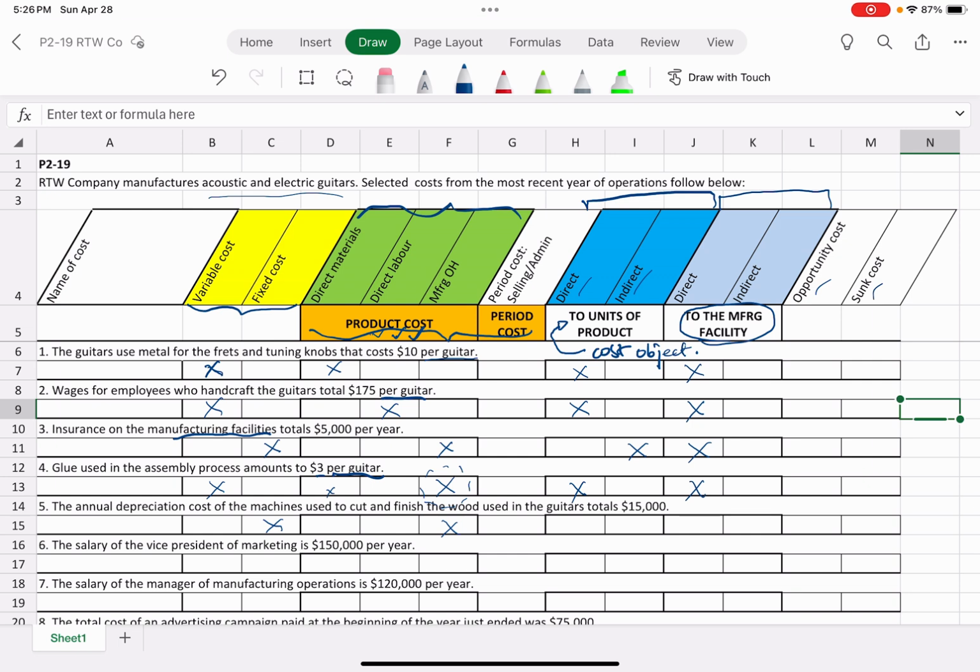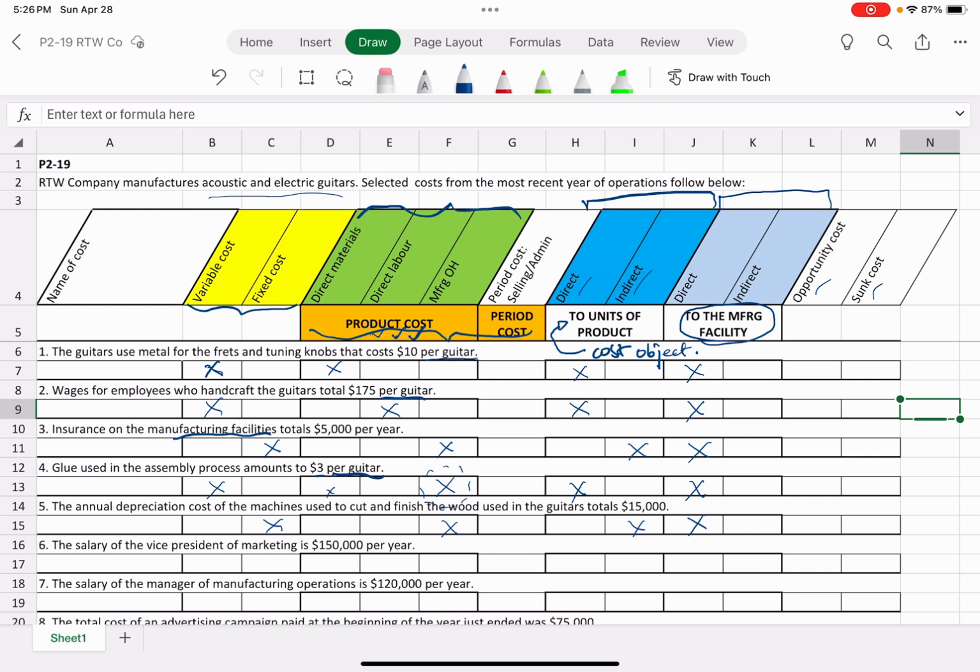Direct and indirect, again, because it can't be tied to individual guitars, we're going to call that an indirect cost of the units of product, or the guitars, but still, it is a direct cost of the manufacturing facility because we can link it directly to that manufacturing facility.